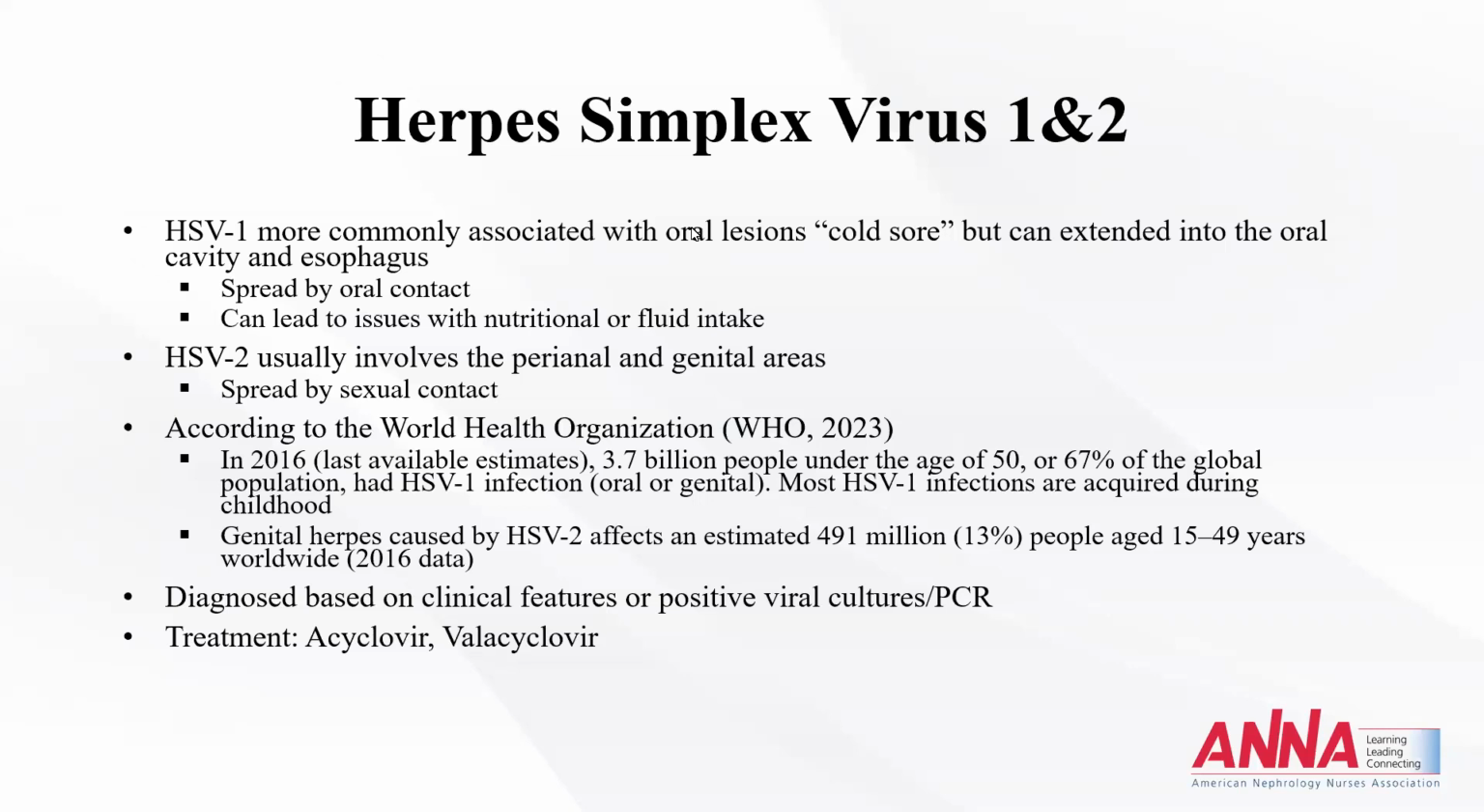And then genital herpes is caused by obviously the HSV2 infection, as we said, and it affects about 491 million people, or 13% of people aged 15 to 49 years worldwide, in our older teenage to adult range. And that's still the 2016 data because they didn't have any other estimates. So not as common as HSV1, but still pretty prevalent. So again, we diagnose those based on clinical features. You'll see these pustules or blister-looking lesions that essentially pop, and then start to crust over.